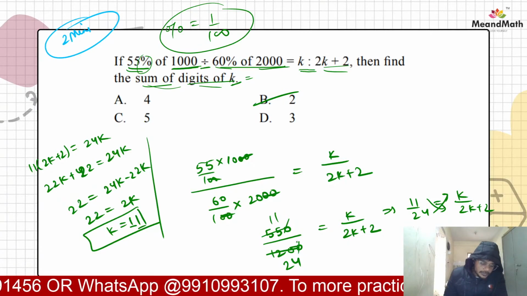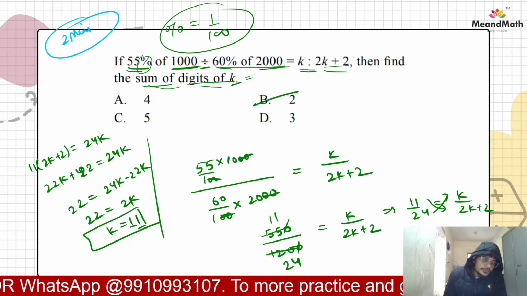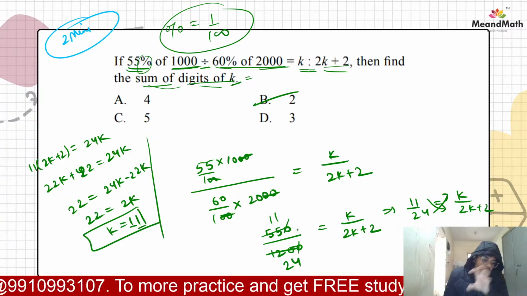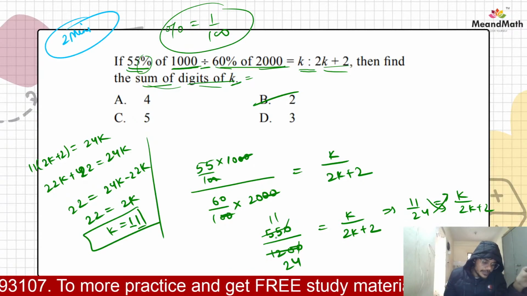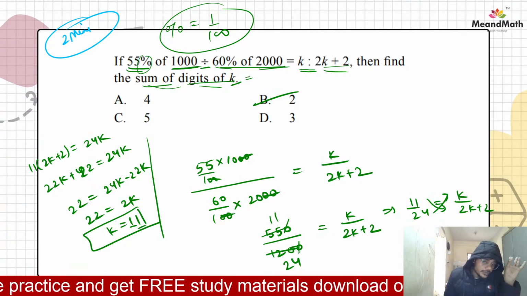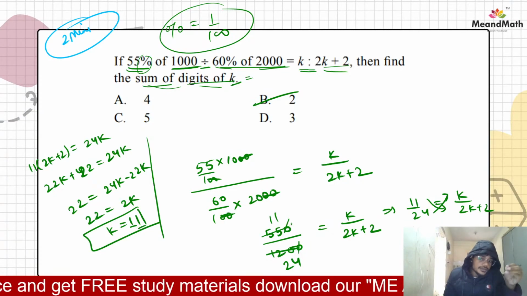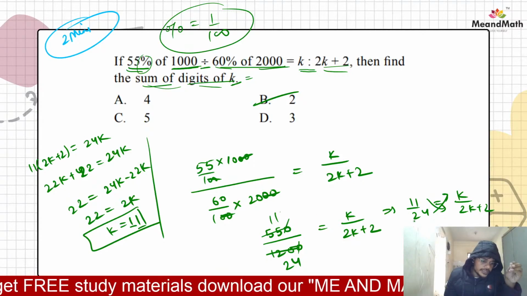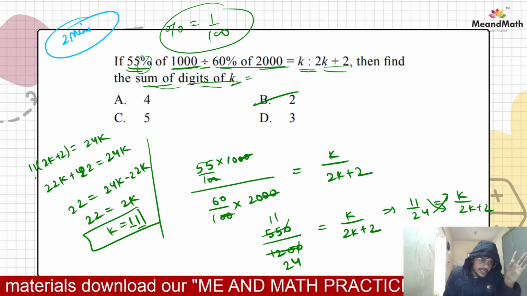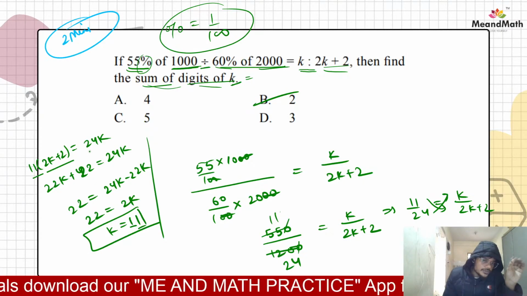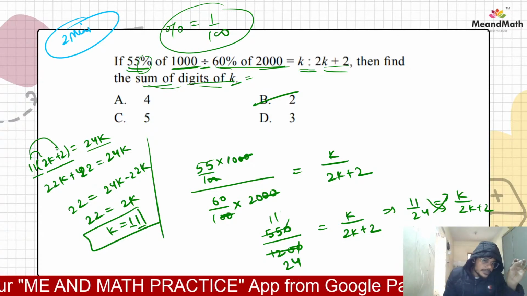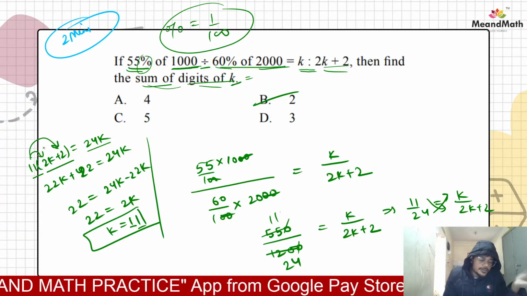Okay, beta. Okay, I'm telling you. See now, when you divide this fraction or ratio by the common factor, you can see 5 will divide 550 and 5 will also divide 1200. And when you solve this, you will get 11 upon 24 is equal to k upon 2k plus 2. Now do the cross multiplication. 11 into 2k plus 2 will be equal to 24k. Now this is a distributive property, multiplication distributive over addition.